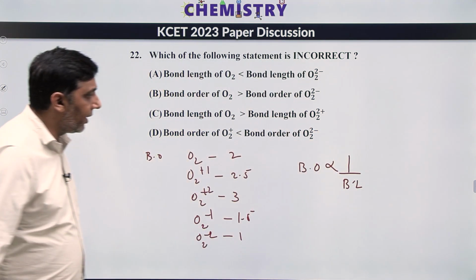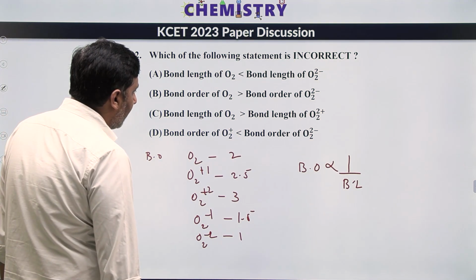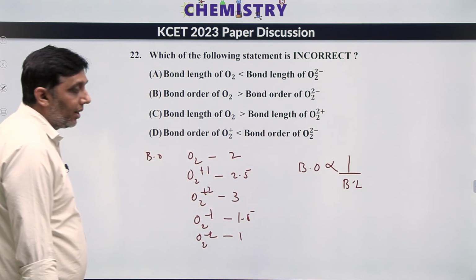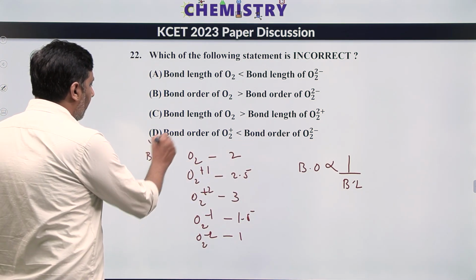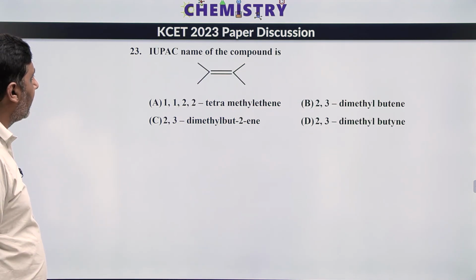So based on this particular information, now what is going to be the correct answer here? The bond order of O2 plus 1 is less than the bond order of O2 minus 2, so this one is going to be the incorrect statement. Okay, right. Next question, let us see the 23rd question.